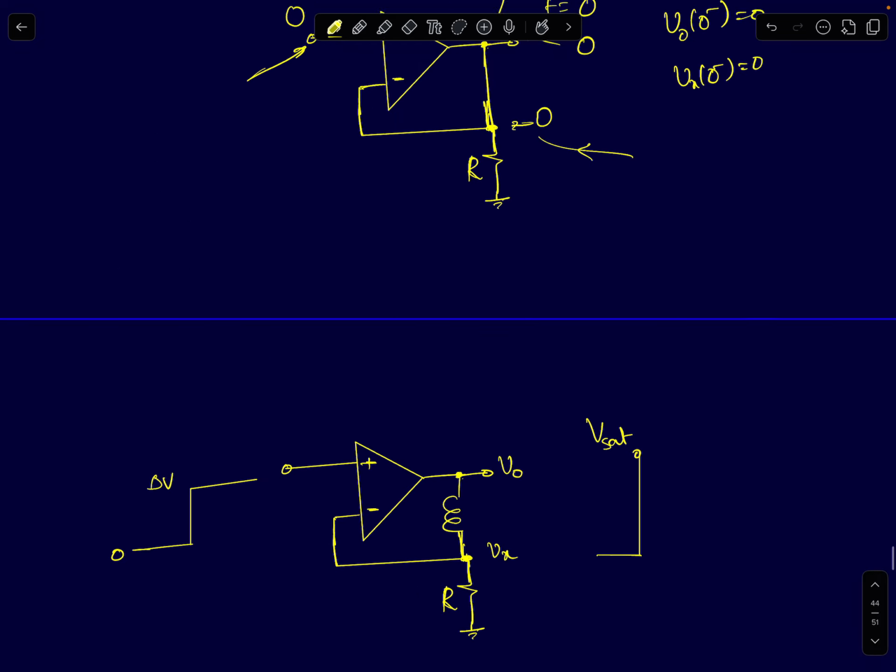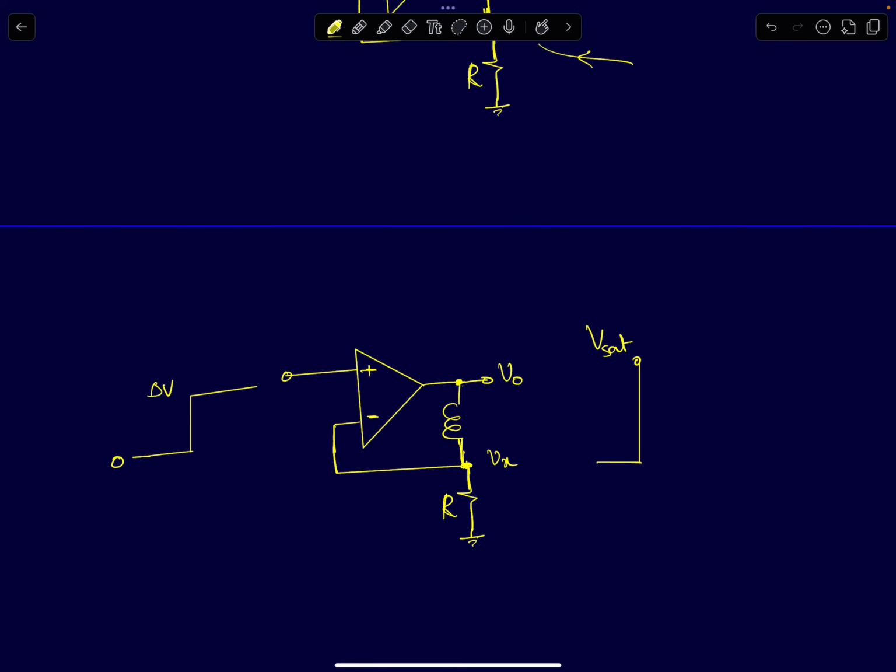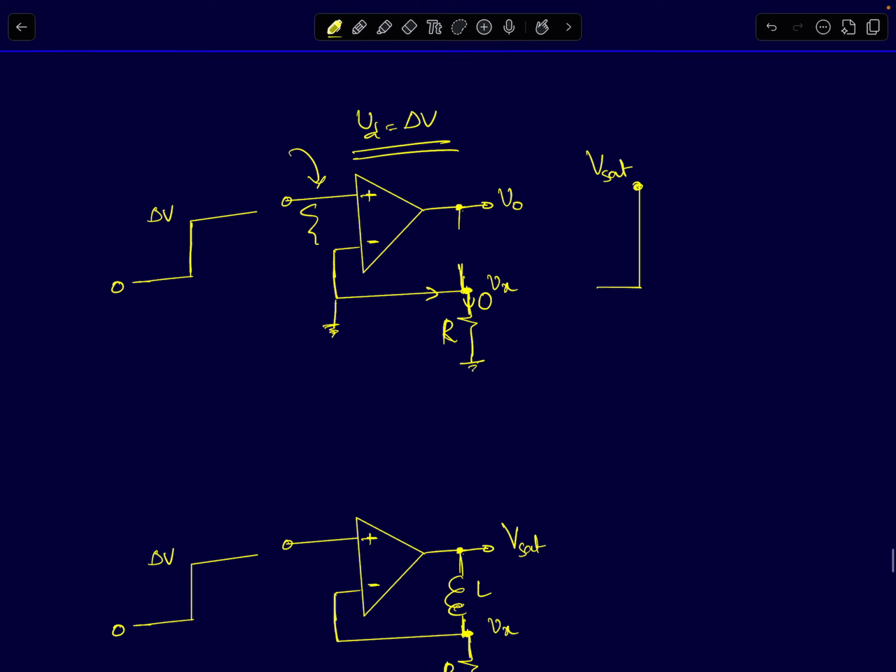So now, when a step of delta V volts is applied to this op-amp's input, we already saw that the inductor's current cannot change instantaneously, so it will act like an open circuit, and this node will be at 0 volts because there is no current through the resistor. A huge step input of value delta V appears at the op-amp's non-inverting terminal, so the differential input to the op-amp is delta V volts, so the output will suddenly jump to plus Vsat.